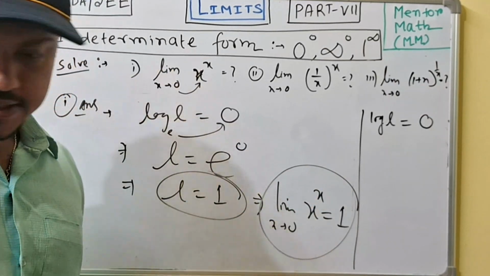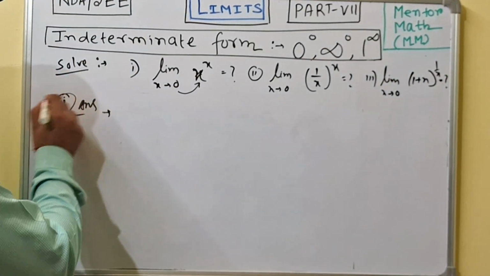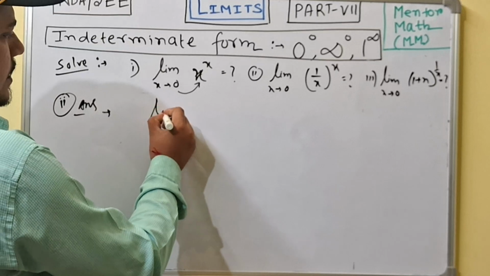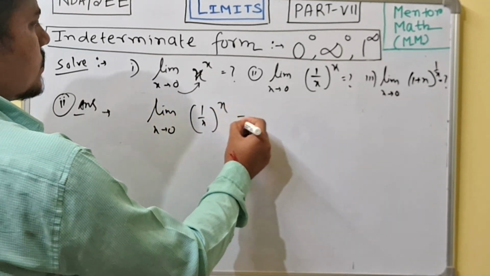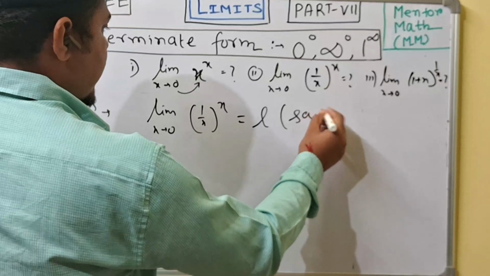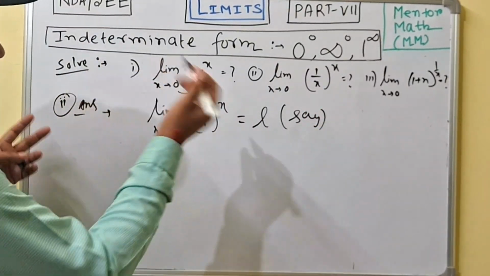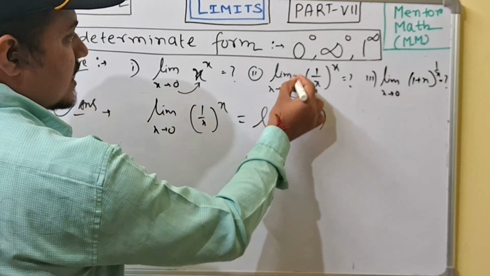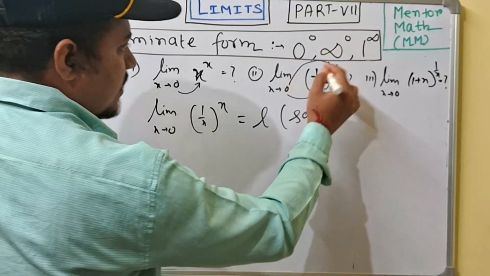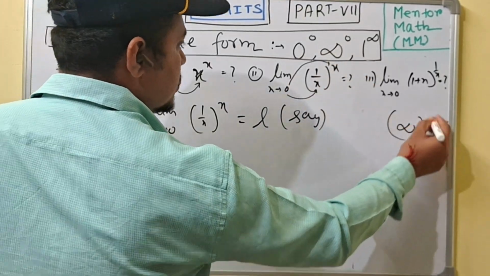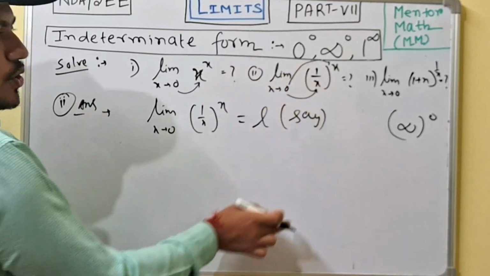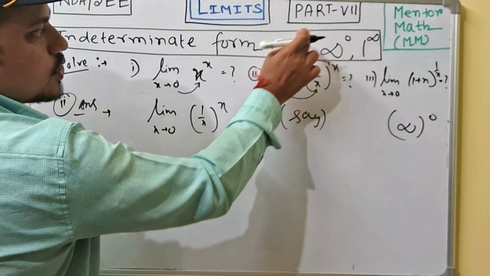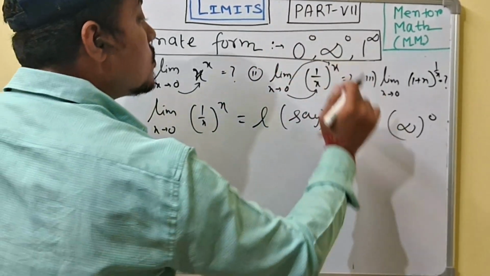Okay, copy please. Now comes your another problem number 2, that is limit x tends to 0, (1 by x) to the power x. You can say let this be L. If you substitute 0 here as well as here, you see that the form is infinity to the power 0 form. If you substitute 0 here, 1 by 0 is infinity, as well as if you substitute 0 in the power, so infinity to the power 0 form.